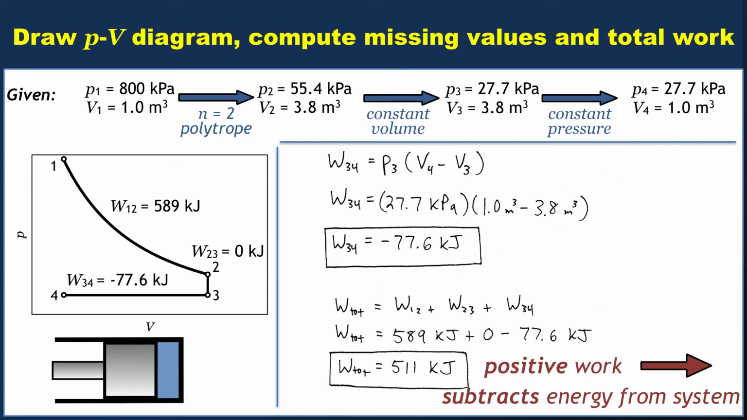One final detail worth noting, you may already have noticed that process 1 to 2 had a positive value of work and we were going to the right on the PV diagram. Process 3 to 4 had a negative value of work and we were going to the left on a PV diagram. That is a generalizable trend. A process that goes right on the diagram should have a positive work. A process that is vertical on a PV diagram should have no work, and a process that goes left should have negative work.